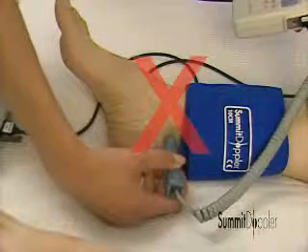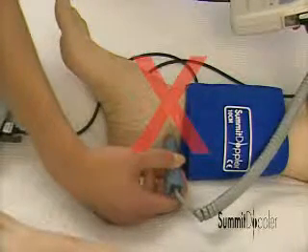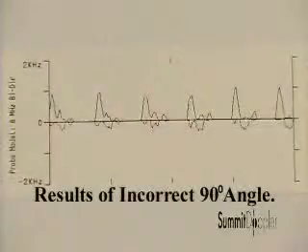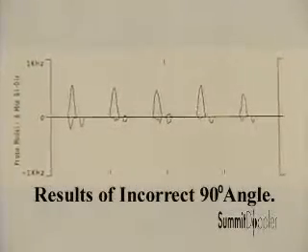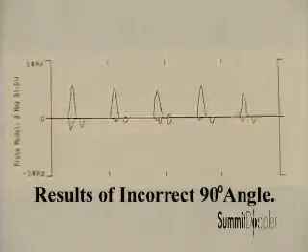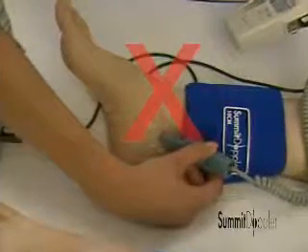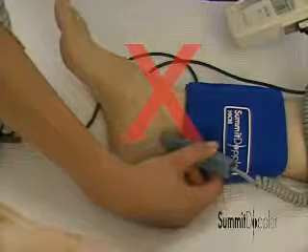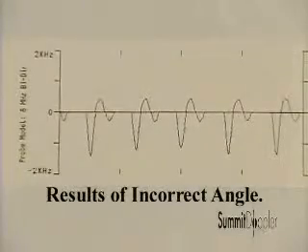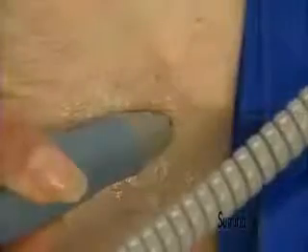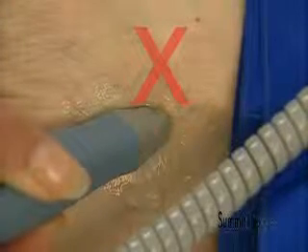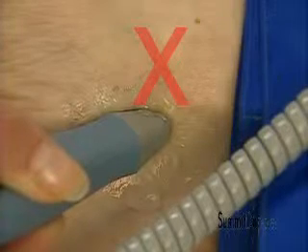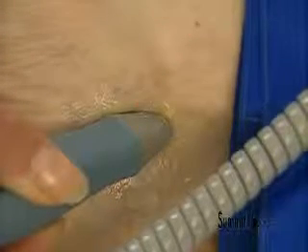Waveforms taken with the probe near 90 degrees will be diminished in height. Be sure to use an angle close to 45 degrees and point the probe in the direction of incoming flow. Here is an example of the probe pointed in the incorrect direction and the resulting waveform. Although it's tempting to press down to try to get a better signal, the extra pressure could partially occlude the vessel, so be sure to use only very light pressure.